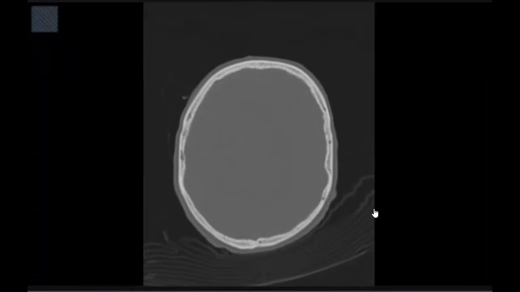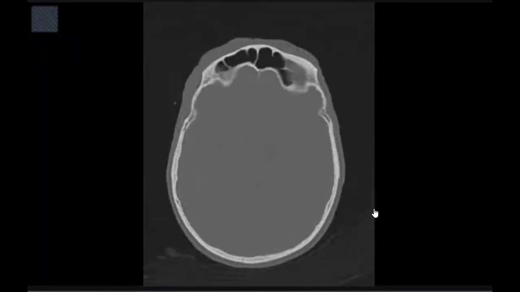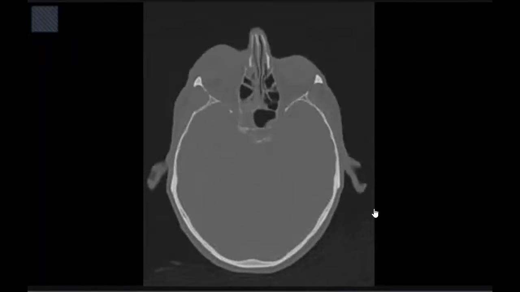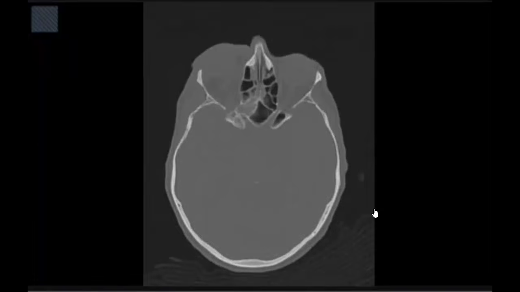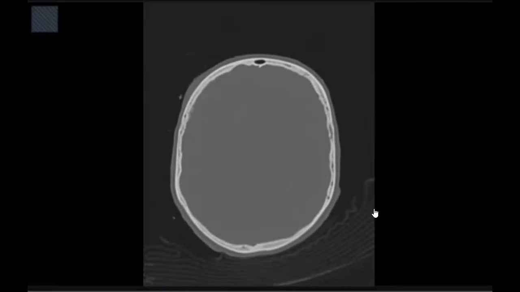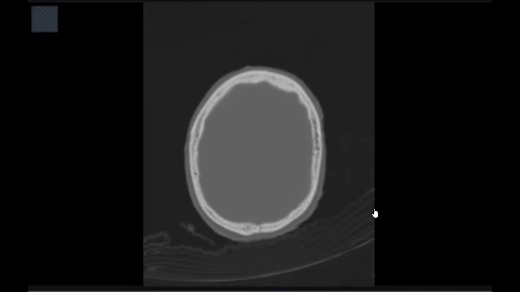Try to be more systematic, please. Okay. What are the obvious check areas of the bone window? What will you check in the bone window? Any bony fracture. Where? The skull, skull base, orbit.